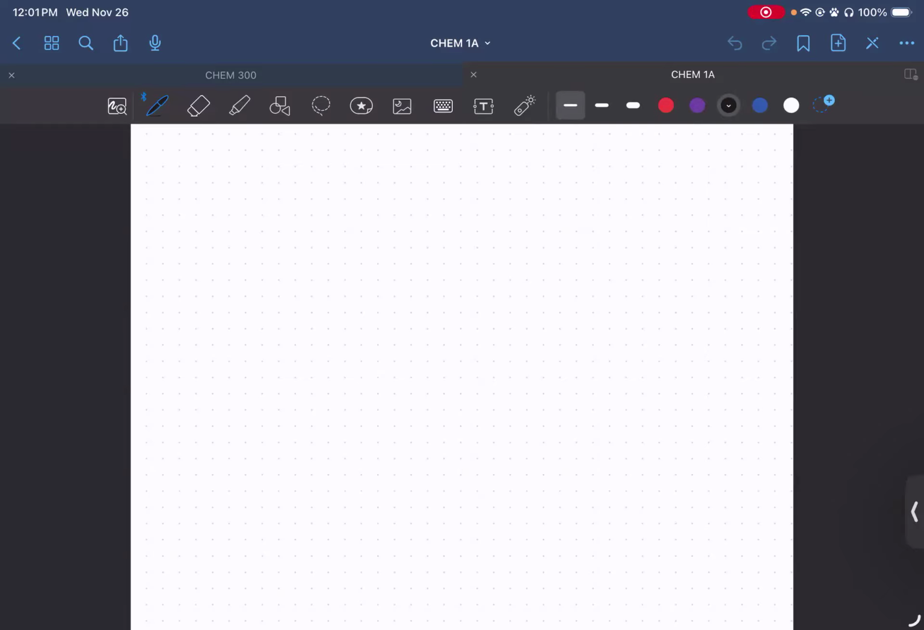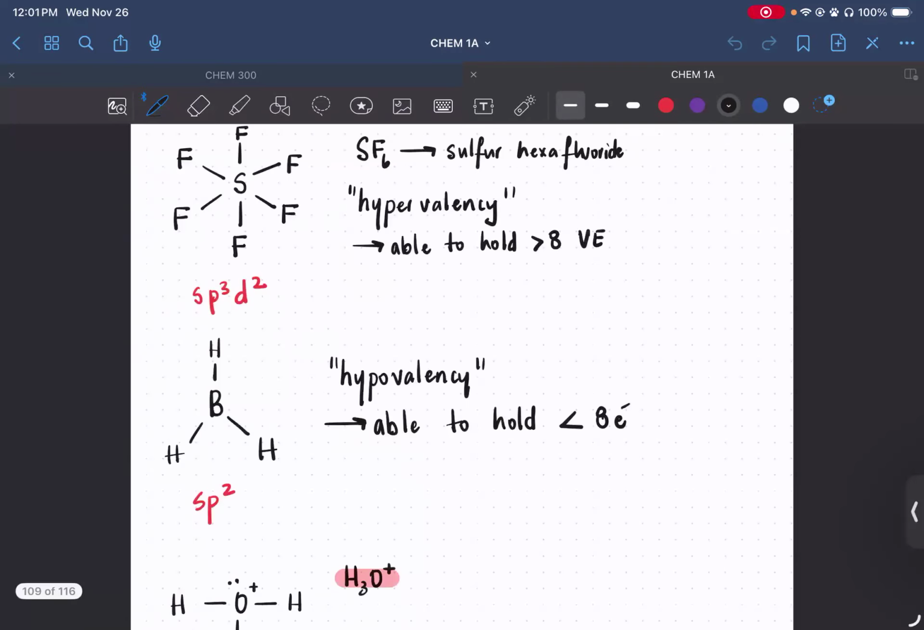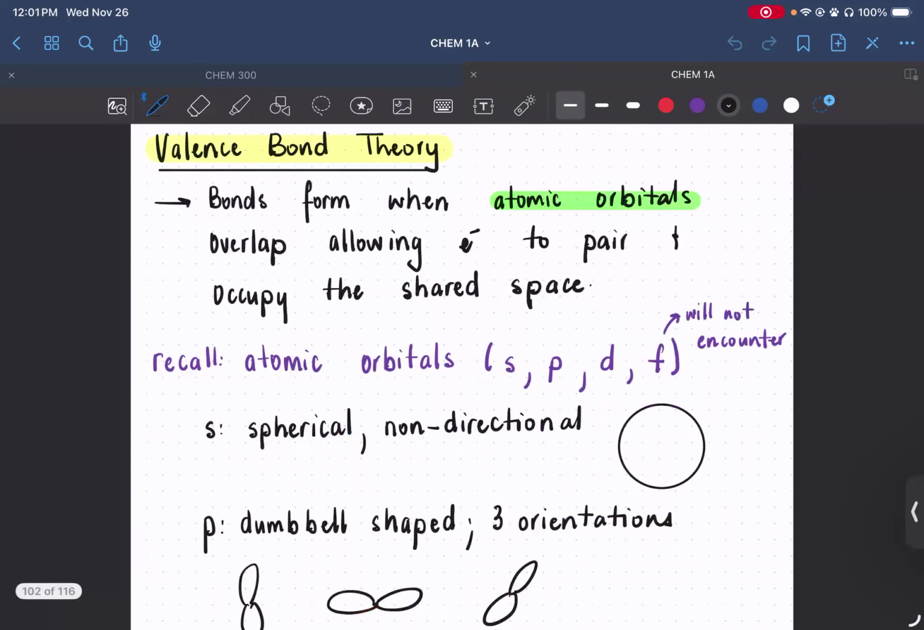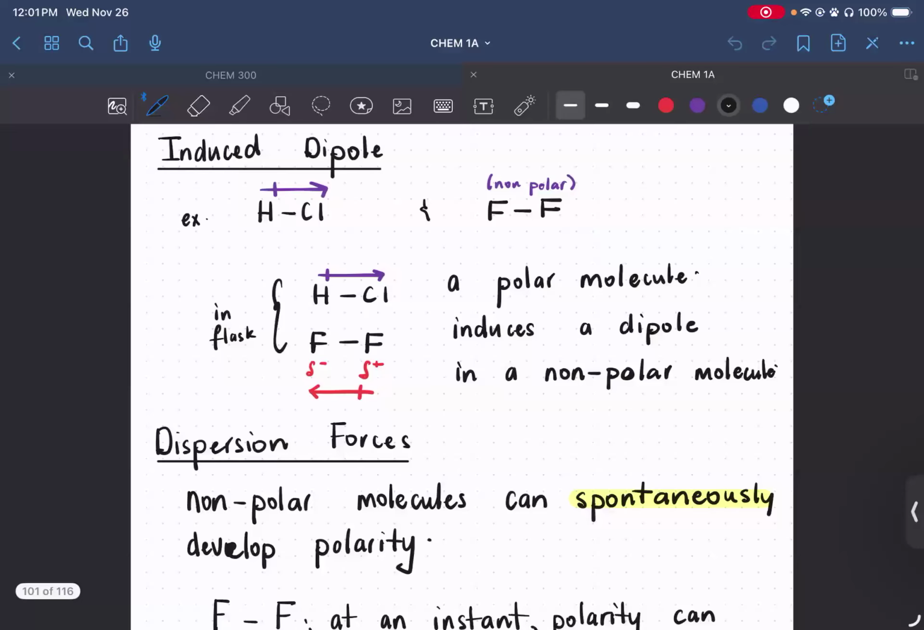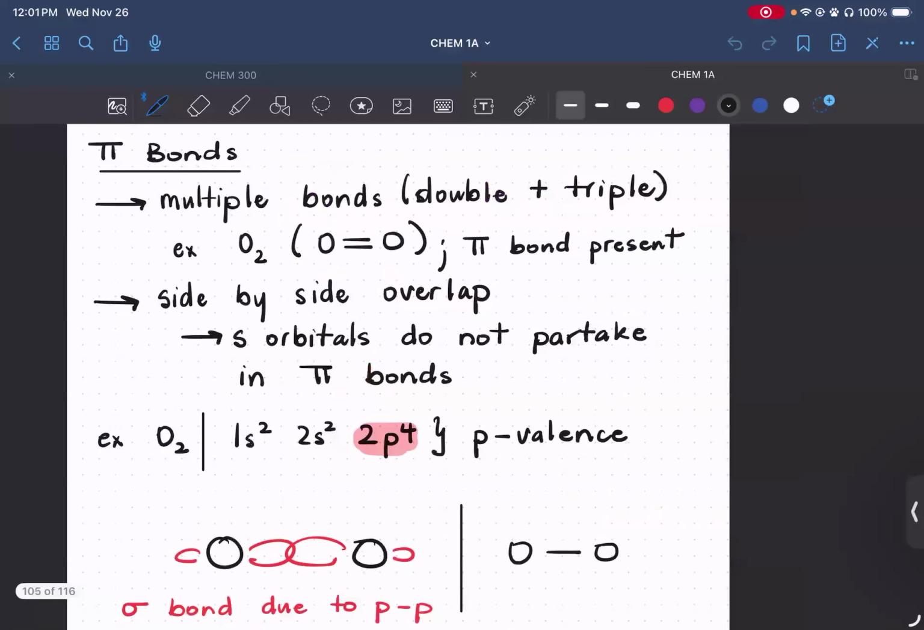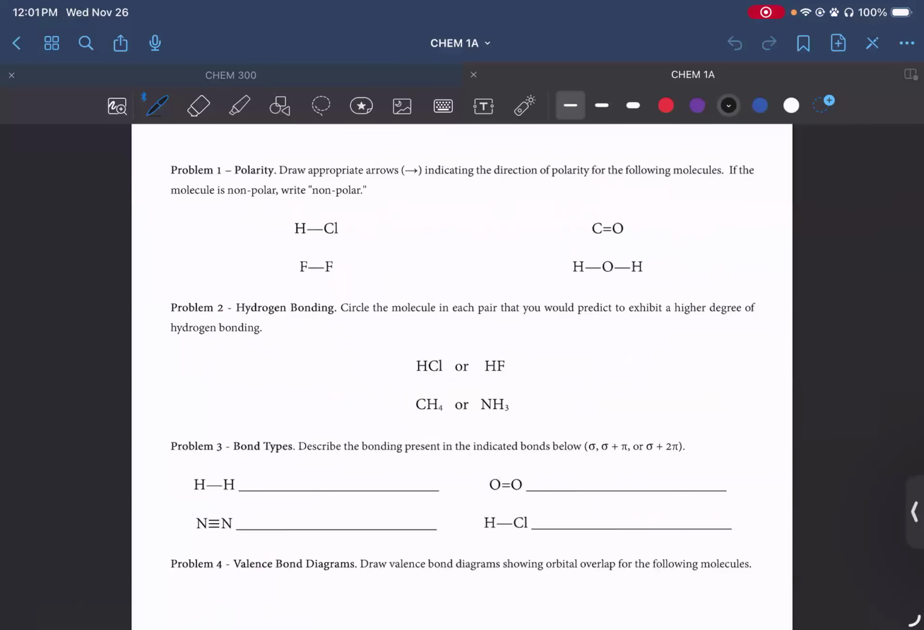All right. Now, the last 2 days, we've covered a couple of new topics. We've covered valence bond theory, hybridization, and of course, we've covered a little bit of inter and intramolecular forces. Before we jump into our last topic, we wanted to get some time practicing some questions on these two topics.